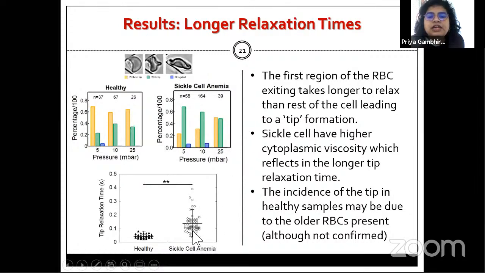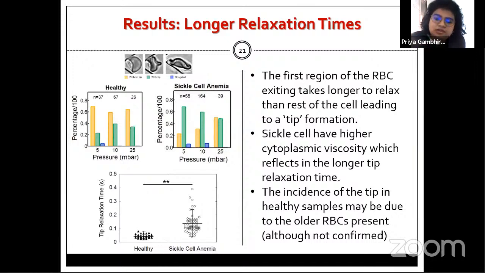And they take very, very long to relax back to their original shape. So if they are already deformed and they have to pass back through the splenic slits, then there is a chance that they might get blocked. This is something that we did not check. We did not repass them through the slits, and therefore we cannot comment if this will actually happen. But this might be one of the reasons why there is anemia in sickle cell patients also.